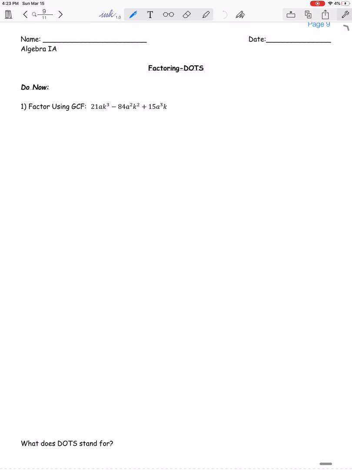Okay, so we are going to go over the Do Now. First things first, we know that we have to find the GCF of this expression. So in my calculator, I would go to math, scroll over to number, and find the GCD of 21 and 84, and I get 21. I would do the same thing with 21 and 15 in my calculator. So I get the greatest common factor to be 3.